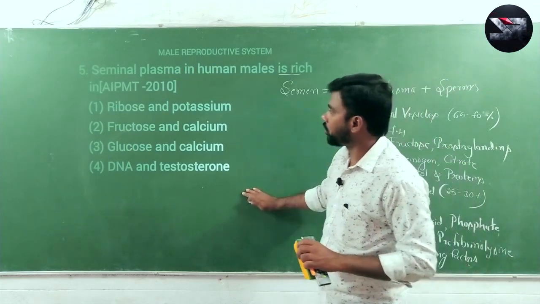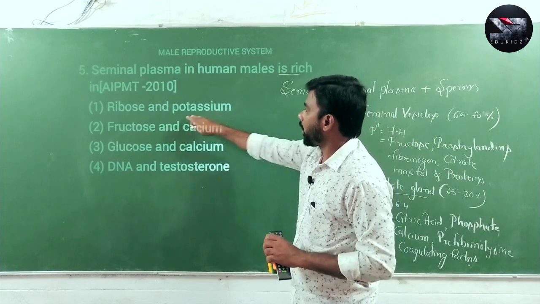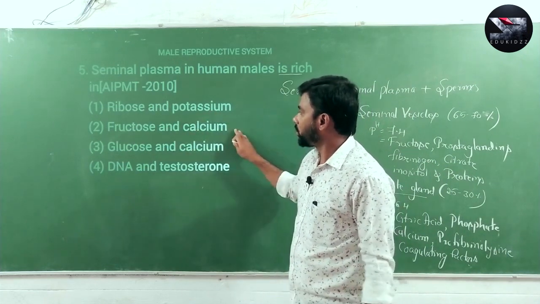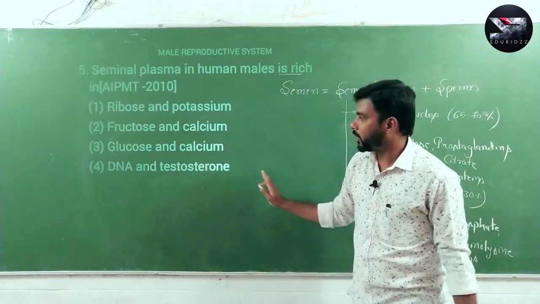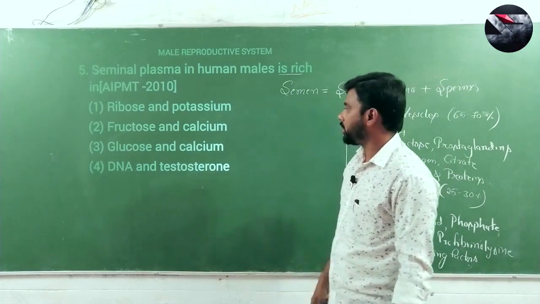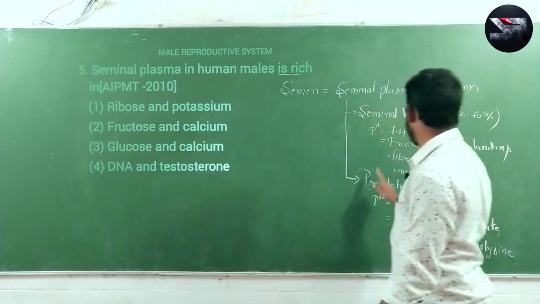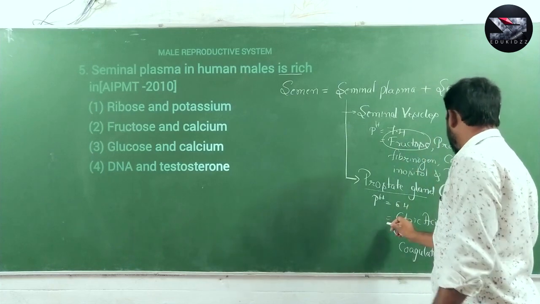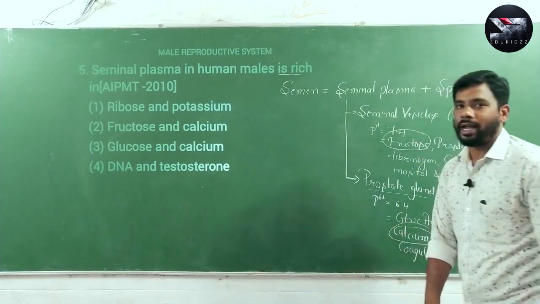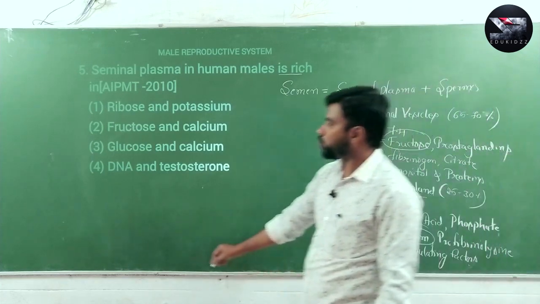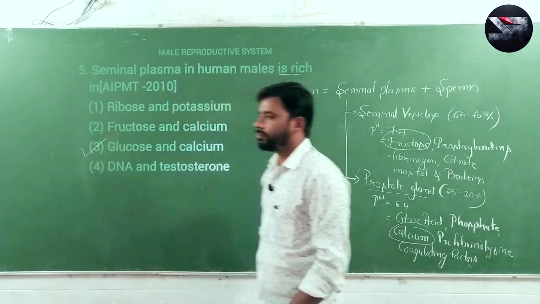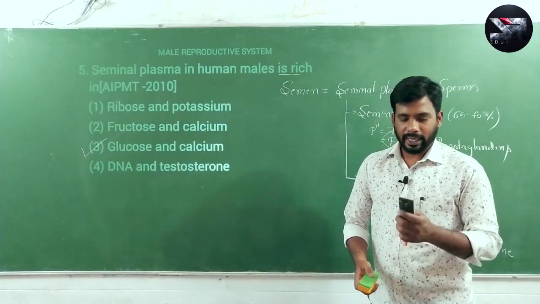Now let us have a look at the options: ribose, potassium; fructose, calcium; glucose, calcium; DNA and testosterone. In these options, the right option is fructose and calcium. You can see here fructose and here the calcium. So the right answer for this question is option 3. Now let us take the next question.